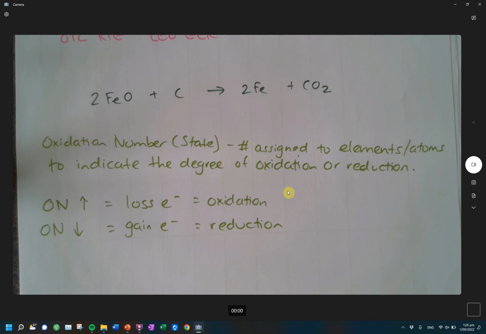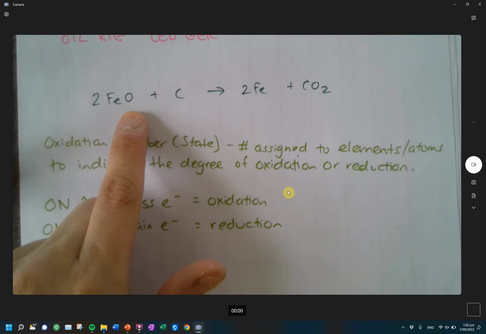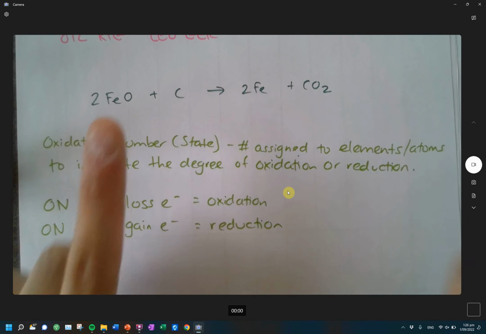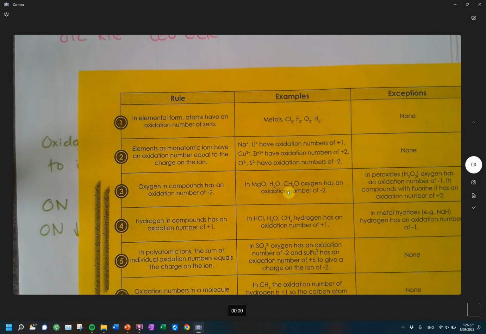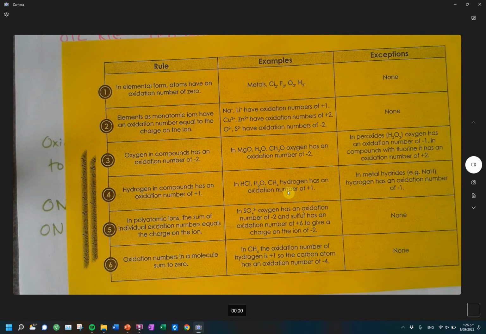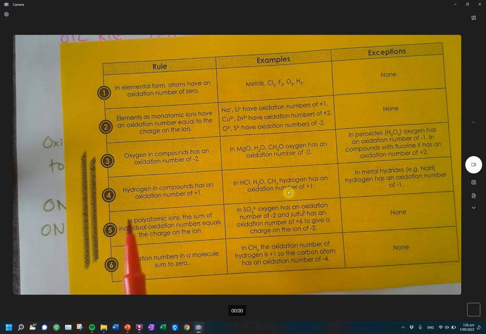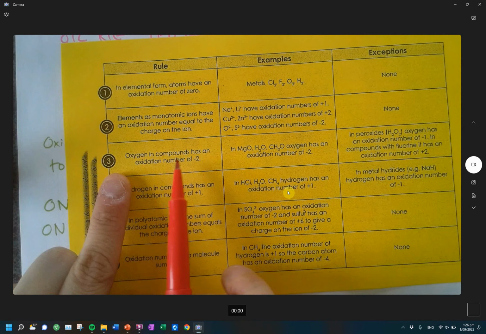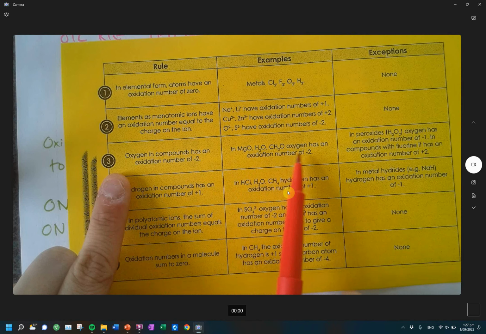So, I want us to start with the oxygen. Now we have oxygen in our iron oxide, and we have oxygen in our carbon dioxide. And what we're looking for is to see if that oxidation number has changed. So, when I'm looking at my rules, one of the nice things is that oxygen is listed under those rules. And it says oxygen in compounds has an oxidation number of -2. And they've given me a whole list of examples.